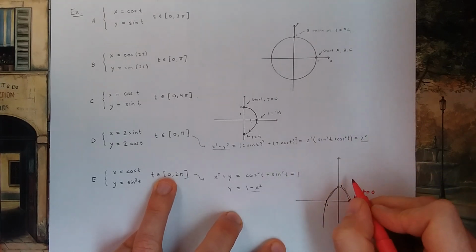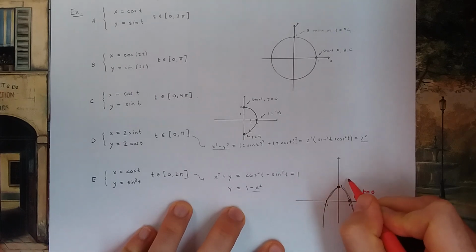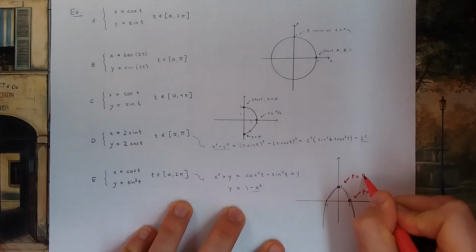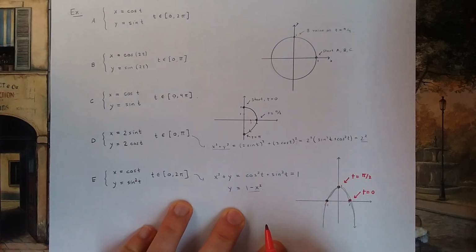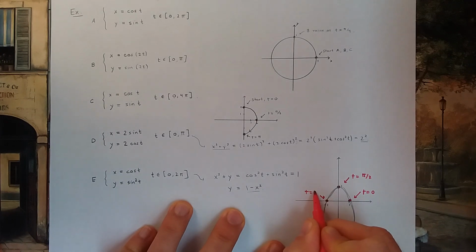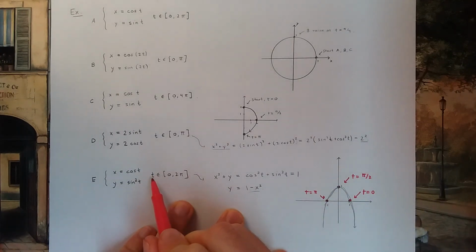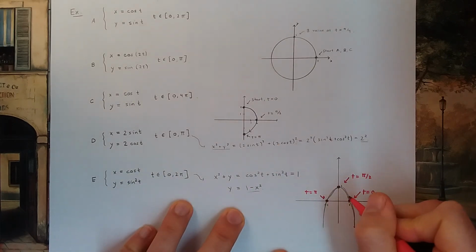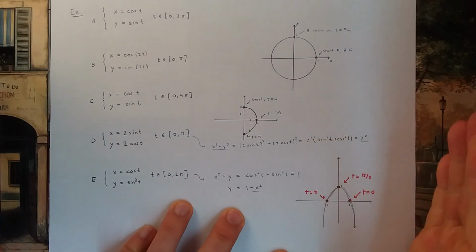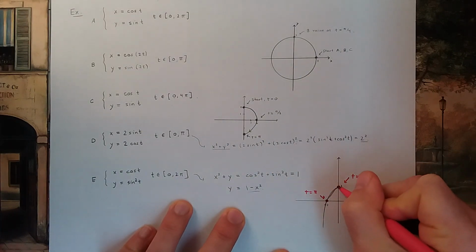So if t is pi over 2, I get 0, 1. So here's my value of t equals pi over 2. And then you could check if I plug in t equals pi, I think I'm here. So the first half of the values, t going from 0 to pi, trace this top part of a parabola moving from right to left. So I'm going this way along the parabola.